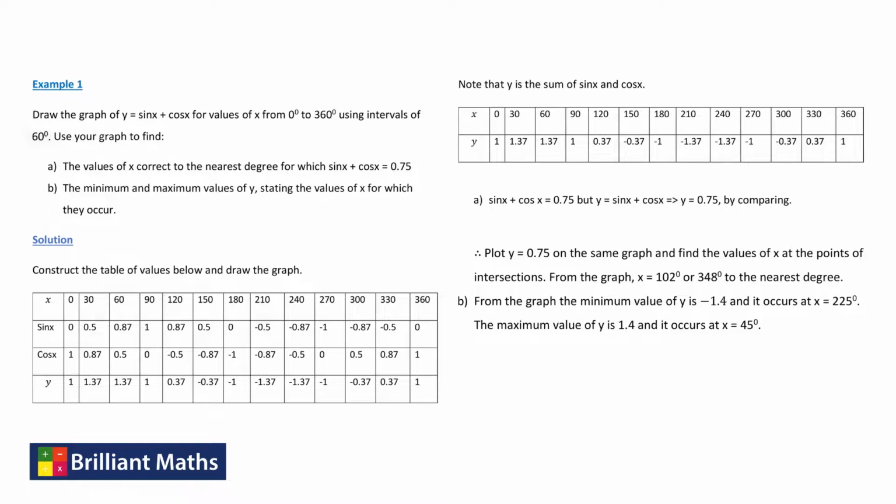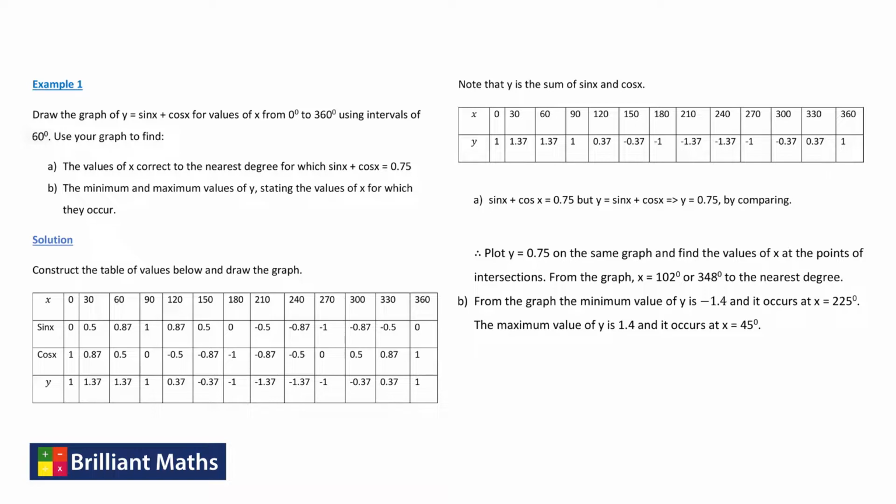Then you add the values of sine x plus the values of cos x. So that will give us our y values. So the x values will be the 0 to 360 values of x, and then the y values will be the sum of sine x and cos x. So the final table of values will be x and y. And x will be in intervals of 60 from 0 to 360, and then y will be the sum of sine x and cos x.